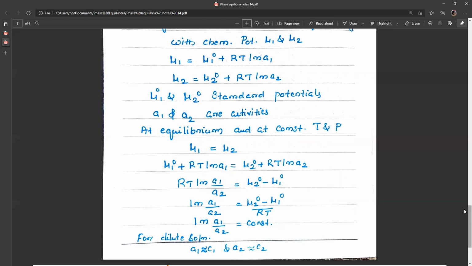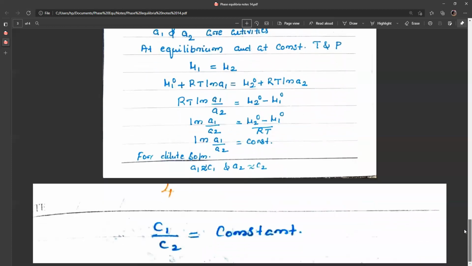Now ln A1 by A2 is a constant. So for dilute solution, activity A1 is almost equal to concentration C1, and A2 is almost equal to C2. So C1 by C2 is a constant. This is the derivation of Nernst distribution law.